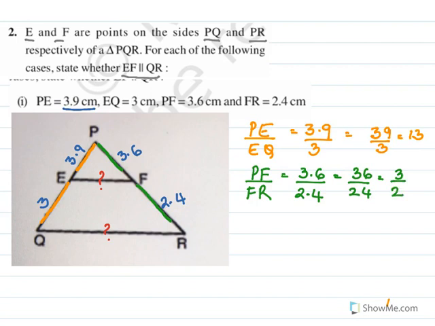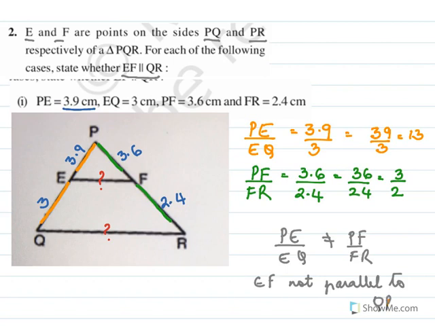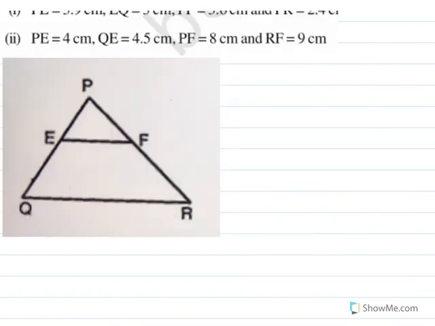So thus we see that PE over EQ is not equal to PF over FR. Therefore, by converse, we can say EF is not parallel to QR. So these are not parallel lines. Now for the second case, the PE is given 4 centimeters, QE is 4.5, PF is 8 centimeters and RF is 9 centimeters. We need to check if the lines are parallel.